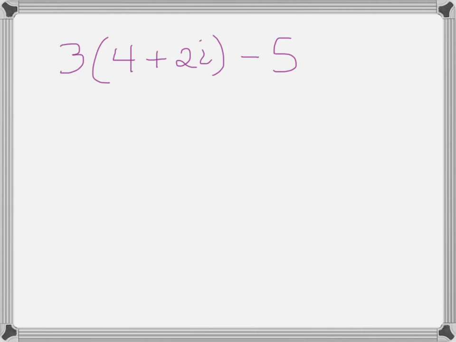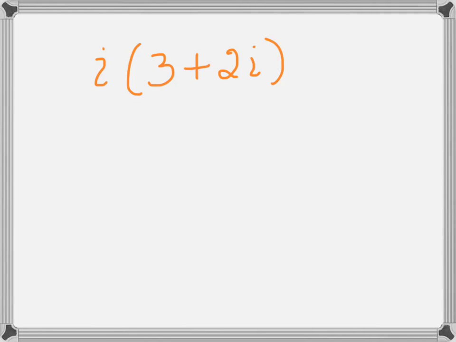In our next one, we're going to have a couple of steps to do. First, we have to multiply 3 times 4 plus 2i, giving us 12 plus 6i. And then we bring down our minus 5. We combine our 12 minus 5, giving us 7 plus 6i. So there were 2 steps involved here, but they work very easily together.